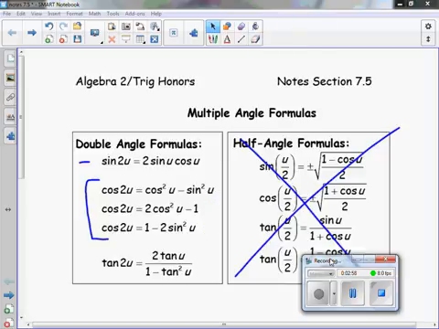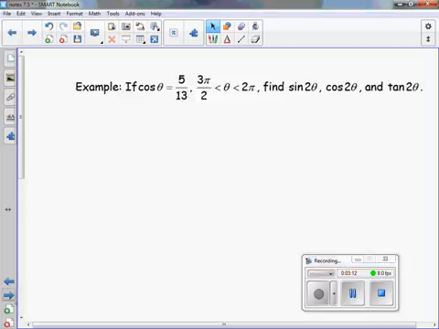There is only one formula for the double angle for tangent: 2 tangent u over 1 minus tangent squared. So that's it. Any questions on the structure of those? That's something you'll have to be able to utilize.